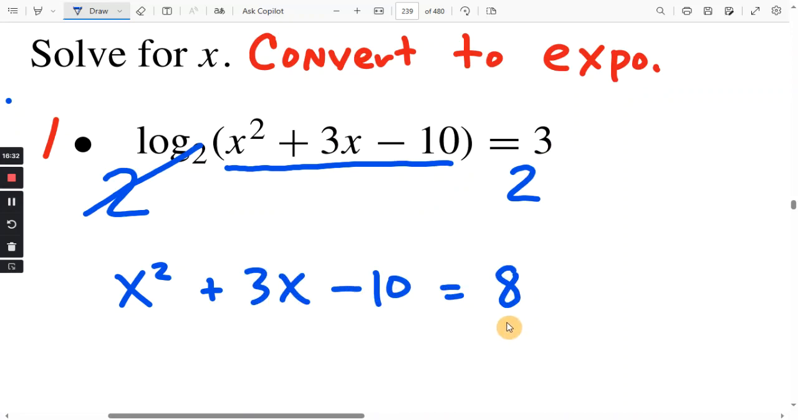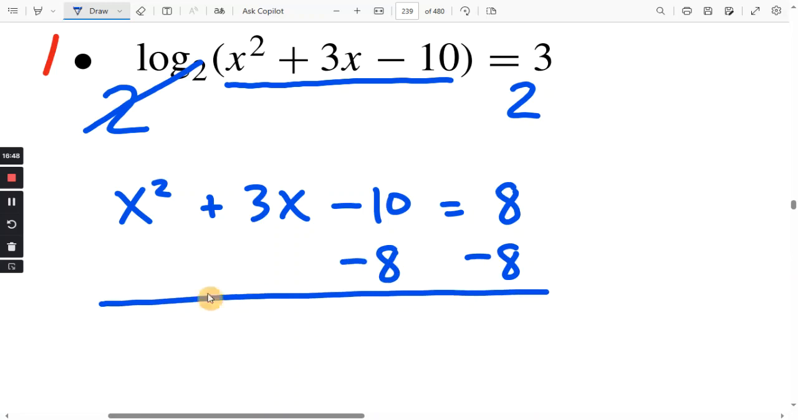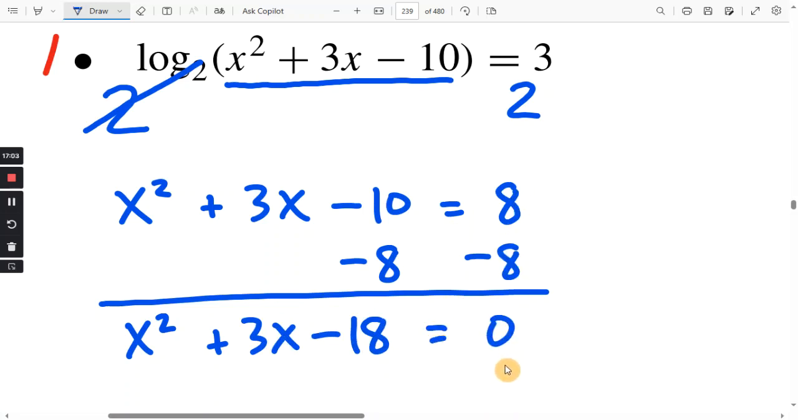All right, now we're in business. This is a quadratic. In order to solve a quadratic, you have to set it equal to 0. The opposite of positive 8 is negative 8. I'm going to do that to both sides of the equal sign. Bring down your x squared. Bring down your positive 3x. Negative 10 minus 8 is negative 18. Bring down the equals. And of course, 8 minus 8 is 0.